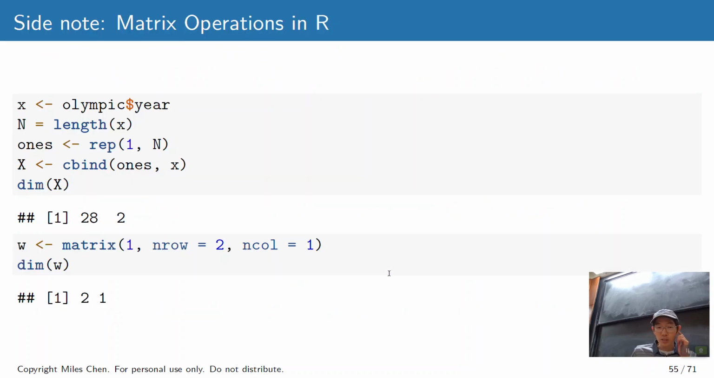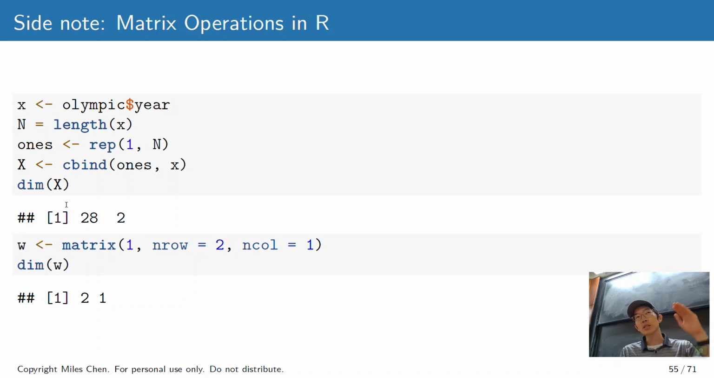If you do this in R, let's just look at what I did. Olympic$year is going to be a column of all of the years, 1896, 1900, 1904, 1908, and so forth, okay? And then I create a column of ones. I have n values of the number 1, and I bind columns, okay? cbind the ones and the x column, all right? And that's going to be big X.